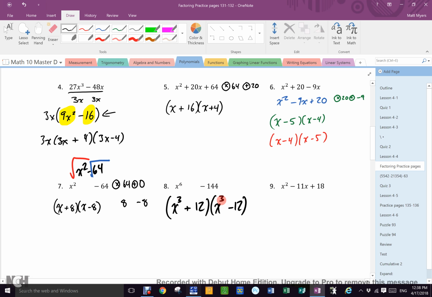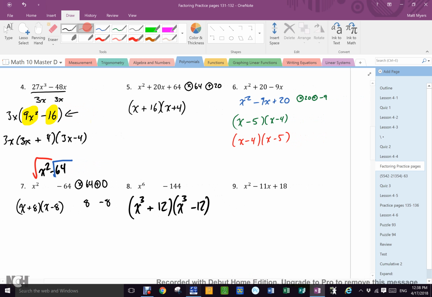All right. Back to number 9. Number 9's a normal one. What do I got to multiply to? 18. What do I got to add to? Negative 11. Is it 1 and 18? Is it 2 and 9? Of course it is. How do 2 and 9 make negative 11? They both have to be negative. So it is x minus 2 and x minus 9.